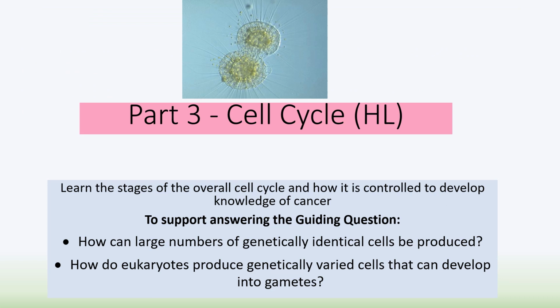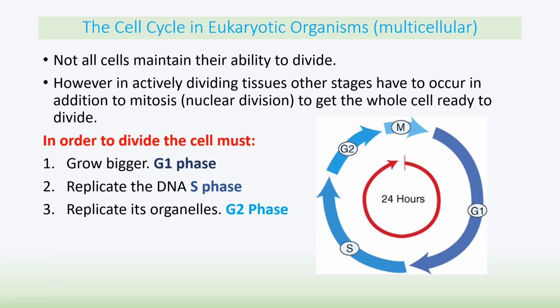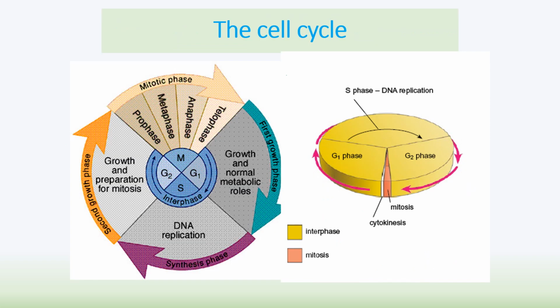And the final part of this video then, for higher level students only, is to just look a bit more in depth at the cell cycle and maybe the control of the cell cycle and cancer. So as we said before, the cell cycle is mainly interphase. Not all cells can divide continuously, and when we're looking at interphase, we have G1, where the cell grows bigger and makes proteins to help replication of DNA. S phase, where replication of DNA occurs, and G2 phase, where the organelles are replicated, before mitosis, which is a type of nuclear division. The cell cycle is mainly interphase, very little mitosis.